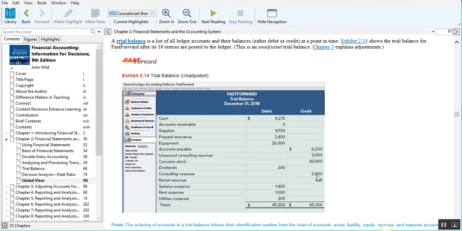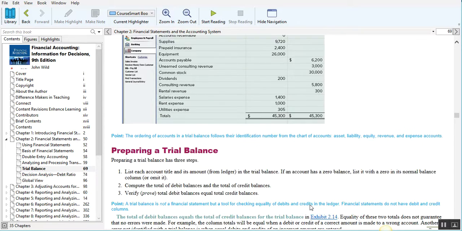You're going to have rental revenue and consulting revenue, which are revenues. Those are the three kinds of accounts you should see credit balances with. And then over here is everything else. Basically, you want to make sure that these two, debits and credits, remain in balance, just like you're concerned that the accounting equation remains in balance.